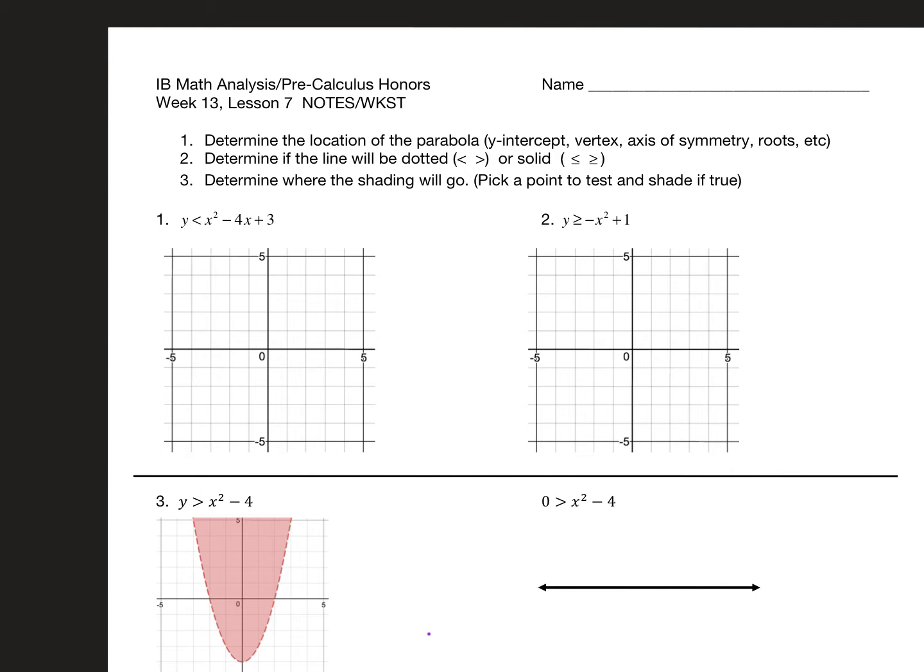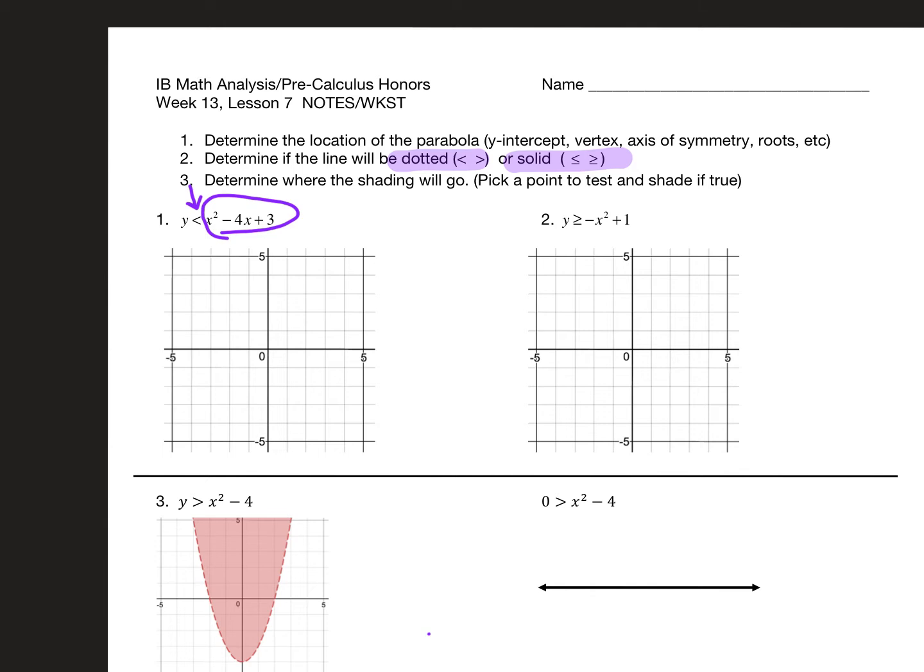number 1. Okay, so number 1 is asking you to graph this parabola and then figure out where there's going to be shading, all right? And you know that there's going to be shading because of this inequality symbol. It's either going to be inside the parabola or outside the parabola. Also, don't forget, this is kind of important, you have to decide whether it's going to be dotted or solid line. All right, so let's start with just the parabola itself.